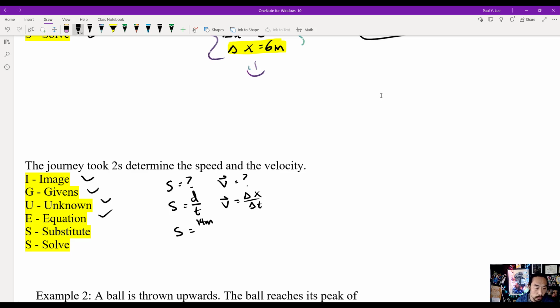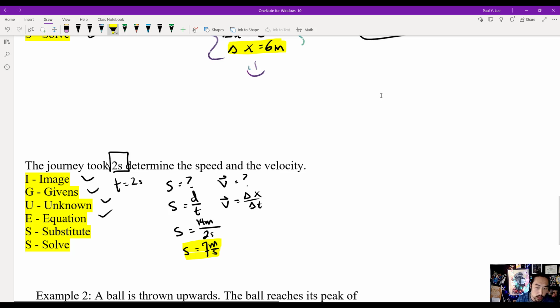Okay, oops, I didn't write the givens here. So let's write the givens there. I put a check mark when I shouldn't have. So 14 divided by the 2 seconds, our speed is 7 meters per second. Once again, no naked numbers. Make sure your answers have a unit.